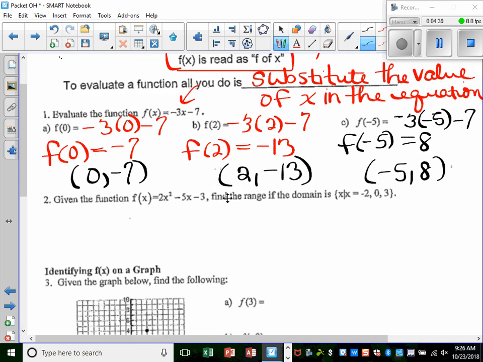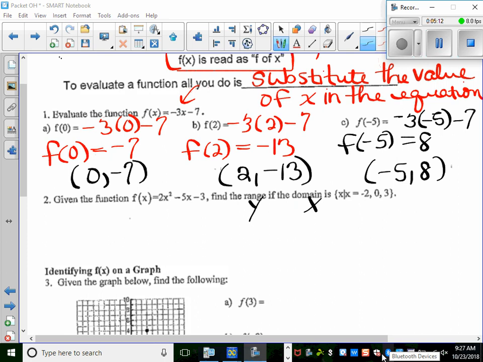So now we have a different equation. We have a different function. It says f of x equals 2x squared minus 5x minus 3. Find the range. Range are your y's, if the domains are your x's. Okay, all vocabulary. But look, they actually give you 3 different values for x. All right, so here are my x values right here, -2, 0, and 3.